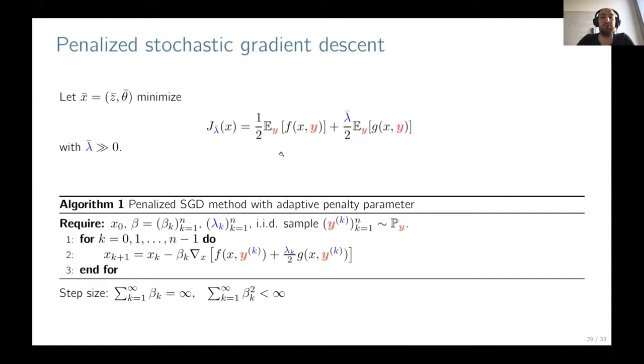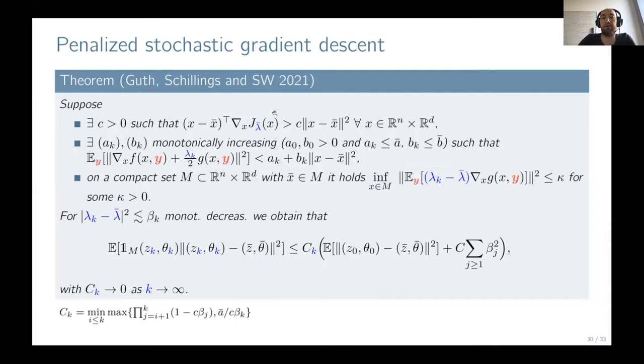So we propose to apply some penalized stochastic gradient descent method where we adaptively increase the penalty term. Assuming that we have an IID sequence of Y, we now apply just a stochastic gradient descent update step, but increase the penalty parameter on the fly within the stochastic gradient descent method. And again, some convexity assumptions on the underlying objective function J, where we now plug in a large penalty term.